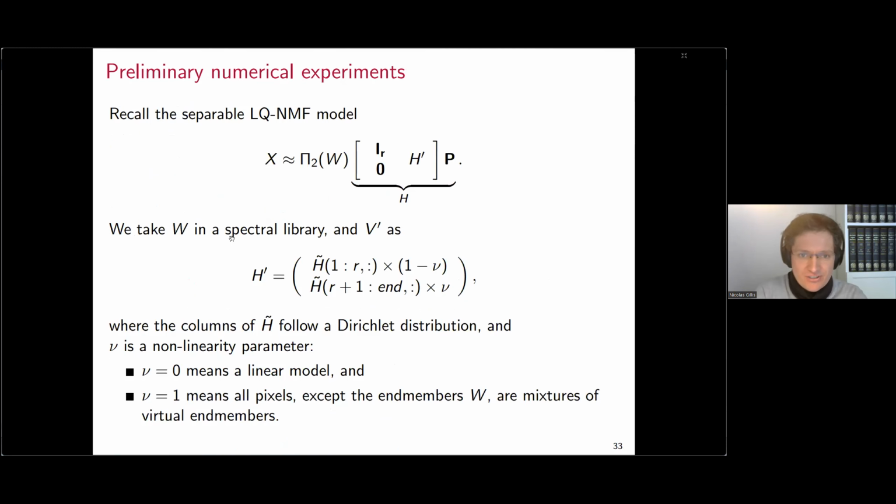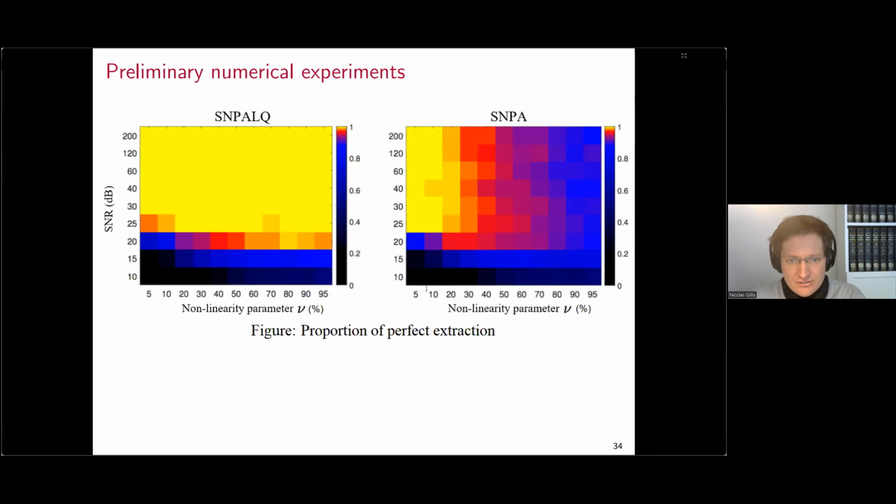So let me just show you a small numerical experiment. So here we generate synthetic data following this model. So this is the separable part, and the H prime will be the level of nonlinearity. So if mu is equal to 0, it means you only have linear parts, and if mu is equal to 1, this is only nonlinear. All the pixels come from nonlinear effects. So here are the results.